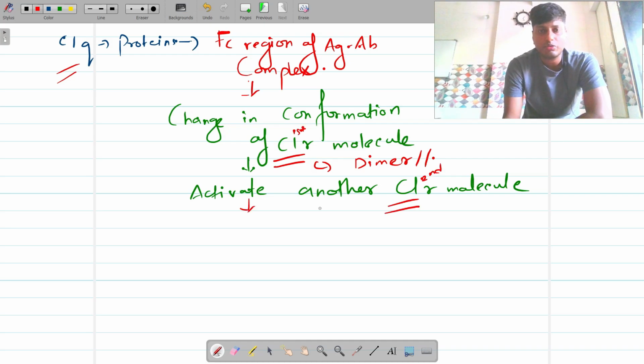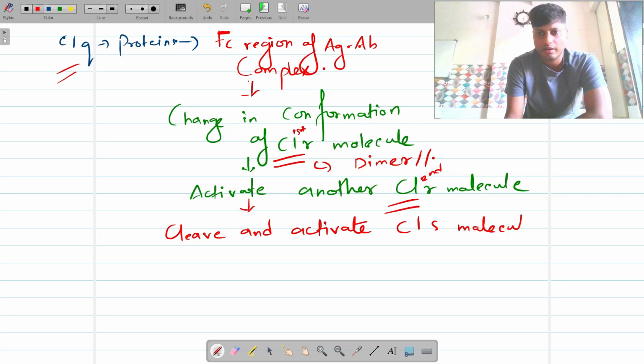So this C1R molecule is further going to cleave and activate the C1s molecule, C1s. Now this C1s has two substrates. The C1s molecule has two substrates. These are nothing but C4 and C2.